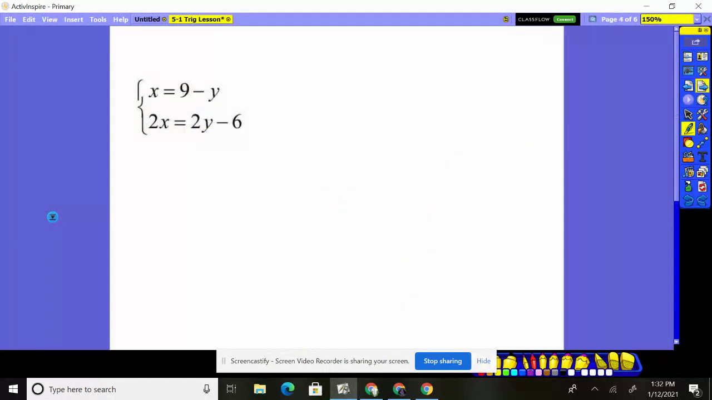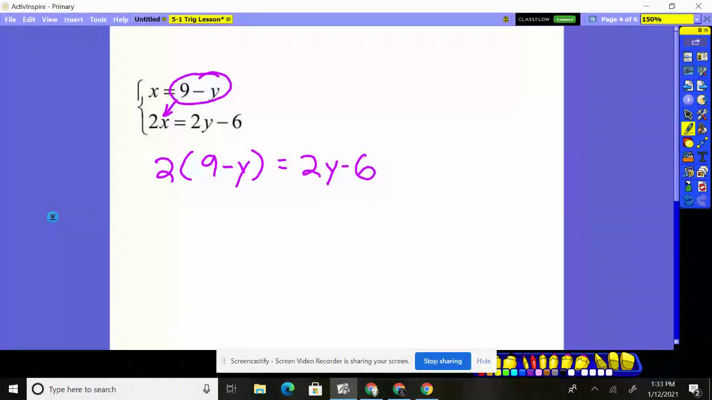Let's look at another example. Here it says x is equal to 9 minus y. As soon as it says x equals or y equals, I'm using that, I'm substituting that into the equation below. So I substitute it into that x right there. So we have 2 times x, which we know is worth 9 minus y, and that ends up equaling 2y minus 6. Distribute through, 18 minus 2y equals 2y minus 6.